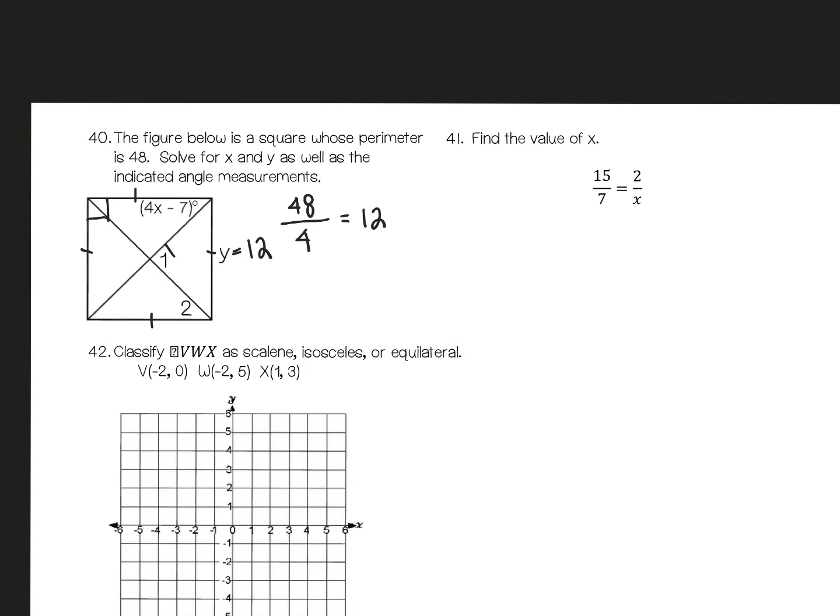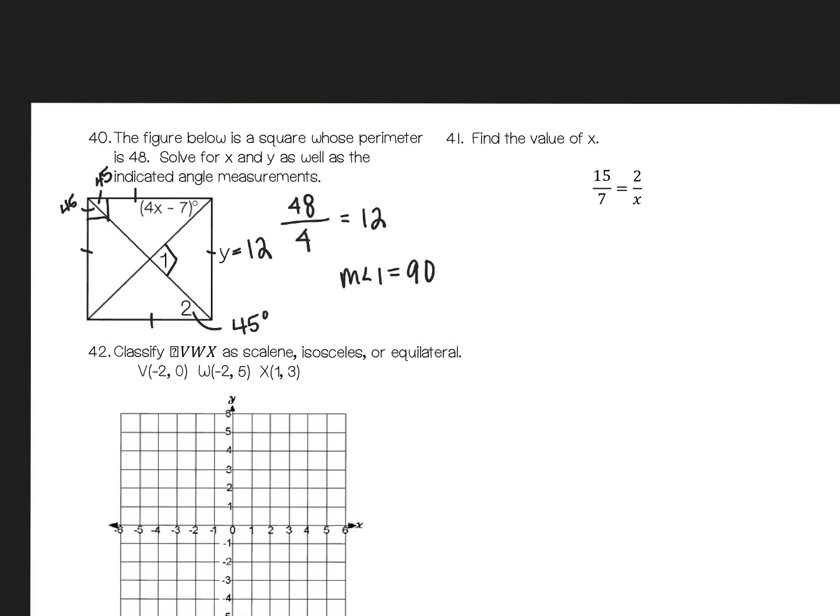The other thing we know about squares is that the angles are 90 degrees. The diagonals are also perpendicular. So the measure of angle 1 is going to be 90. And the diagonals bisect the angles, so each little section here actually ends up being 45 degrees. So angle 2 is 45 degrees.